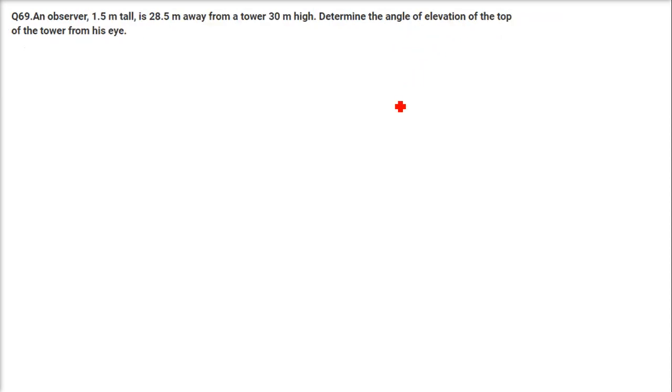A tower subtends an angle alpha at a point A in the plane of its base, and the angle of depression of the foot of the tower at a point B meters just above A is beta. Prove that the height of the tower is b tan alpha cot beta. So the scenario here is there is a tower.